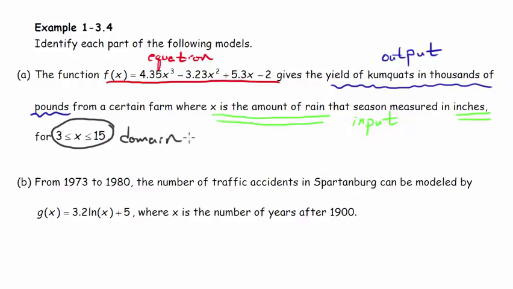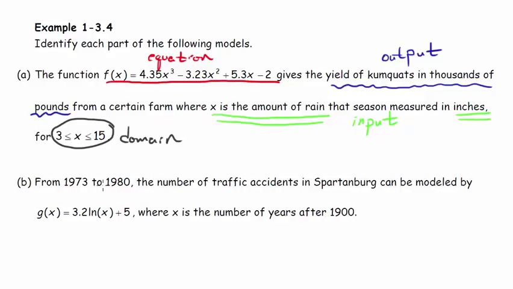3 to 15. So maybe if it rains less than 3 inches, we didn't get enough rain to produce a crop, and more than 15, we washed it out. Alright, so those are the 4 parts of a model. Let's look here at this next one.